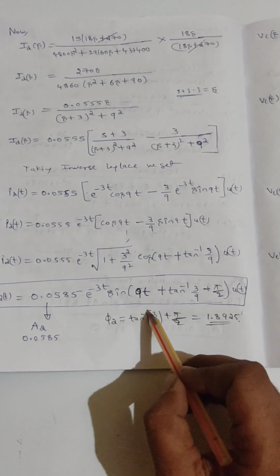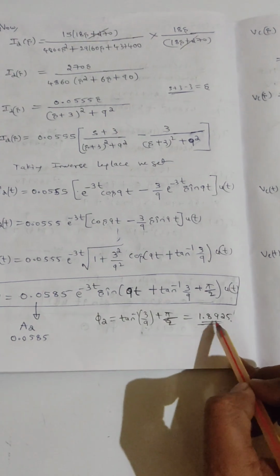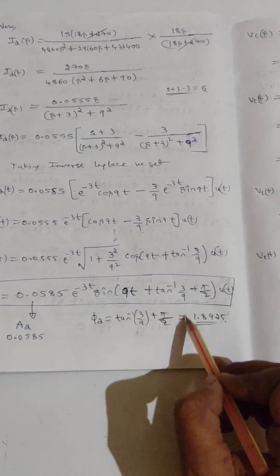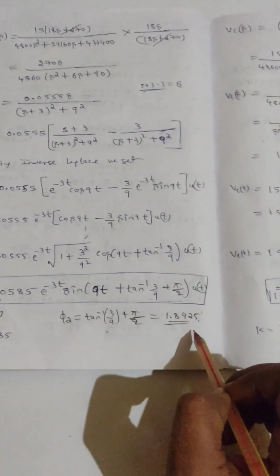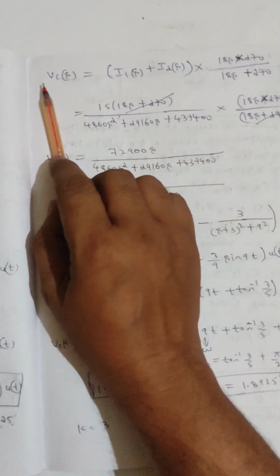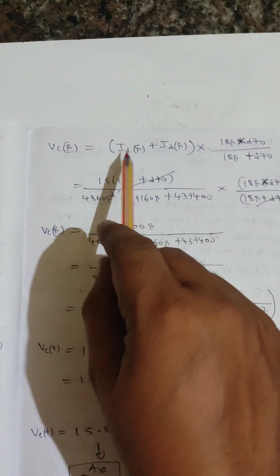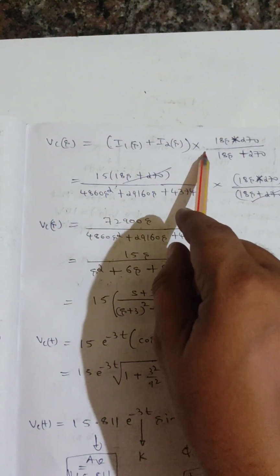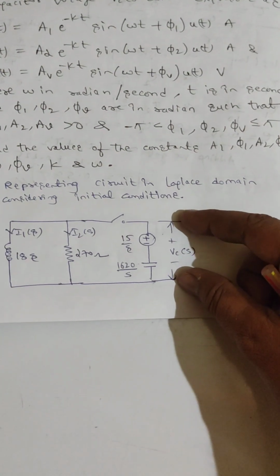Tan inverse 3 by 9 plus pi by 2 gives 1.8925. This value you should enter in the solution. Pi 2 value is 1.8929. Now we got two equations, I1 and I2. Next, finally, VC of S. Now we need to find this voltage. What is the voltage across this capacitor?